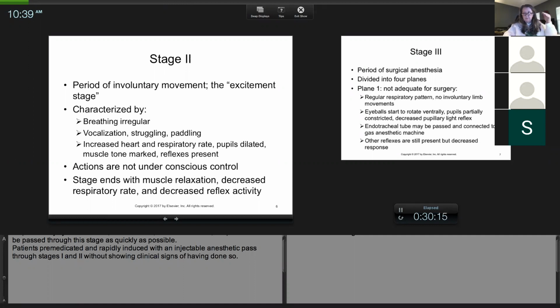But some patients are a little higher strung. I say they're a little wound for sound. Sometimes they were a difficult patient awake, and sometimes they go through this stage a little bit longer. So short stage, excitement, thrashing, push them through. We want to get from stage 1 to stage 3 as smooth as possible.